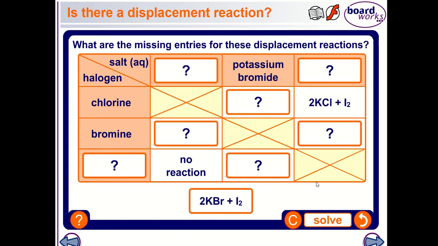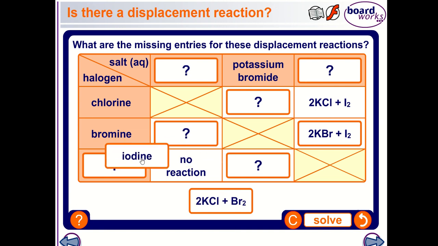Right, so I want you to have a go at this. You can see the answers here at the bottom. Work out which box each should go into, and then I'll place it and you can check it. I'll give you a few seconds, or you can pause the video now. Okay, so potassium bromide and iodine would be made in that one.